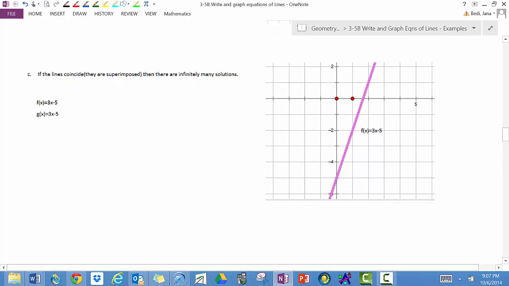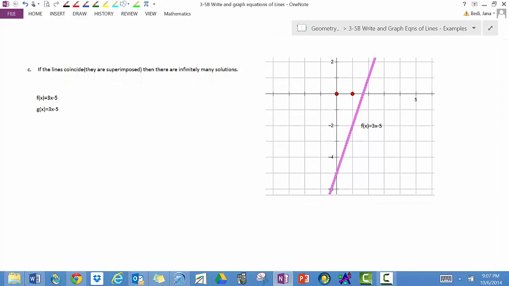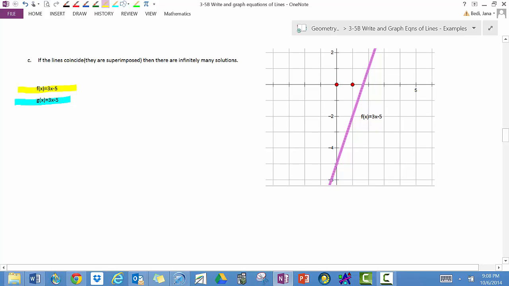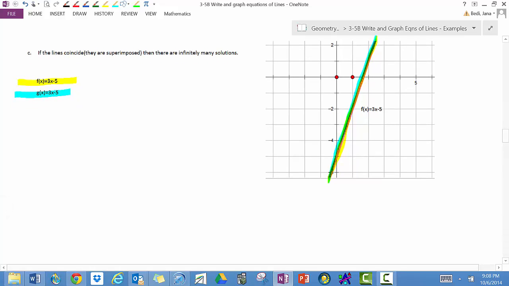The last scenario is if you have 2 separate lines, but they have the exact same equation. So there's this one and there's this one. Okay, so the first line I would sketch is the yellow one. Then I would sketch the turquoise one on top, and you see that they are superimposed on each other. And since lines go on forever, f of x and g of x intersect at every point on that line, and a line contains an infinite number of points.